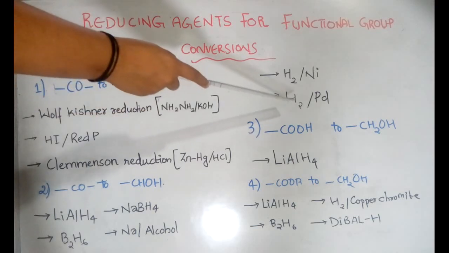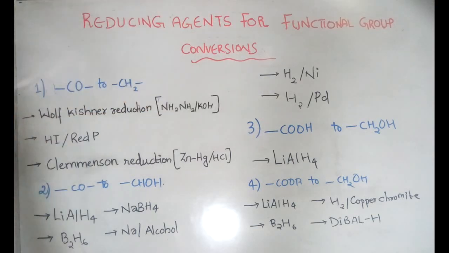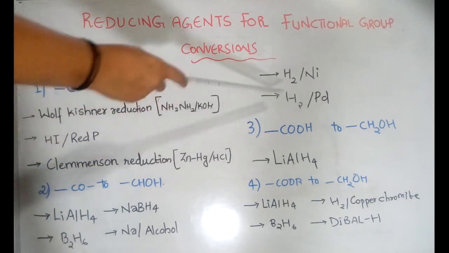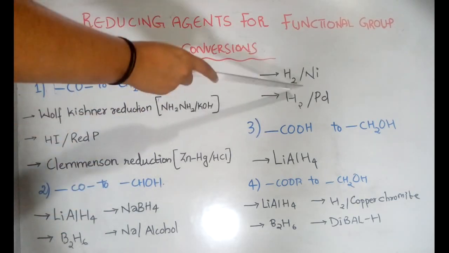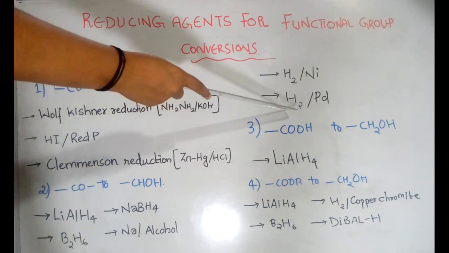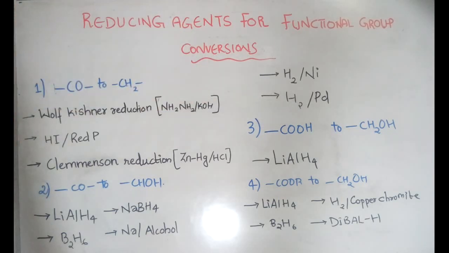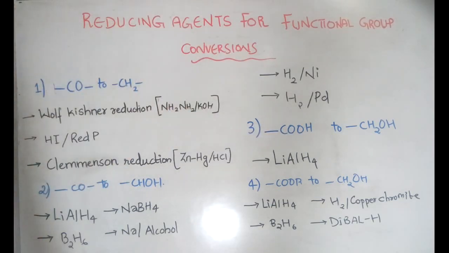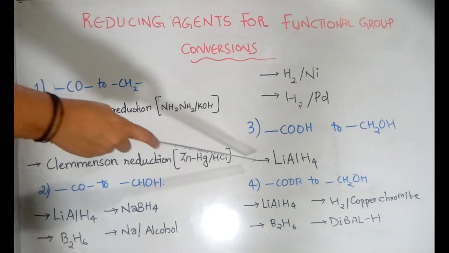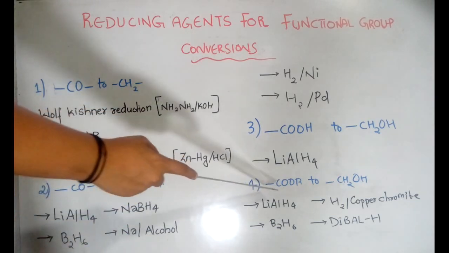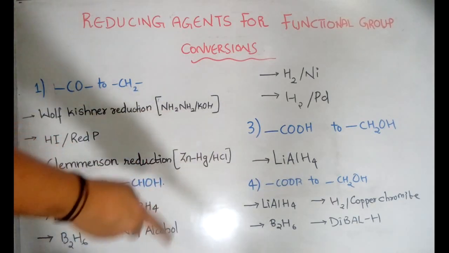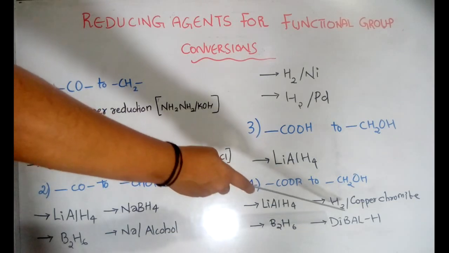But here the palladium, this is not very active for aliphatic carbonyl compounds, but this is very effective in the case of aromatic carbonyl compounds. So we should remember these are common for all till H2/Ni, but H2/Pd is more common for aromatic aldehydes or ketones. Next, the conversion of carboxylic acid to CH2OH, it's mainly by lithium aluminium hydride. Then comes ester conversion to alcohol. Ester can be converted to alcohol by LiAlH4, then diborane, H2 and copper chromate.